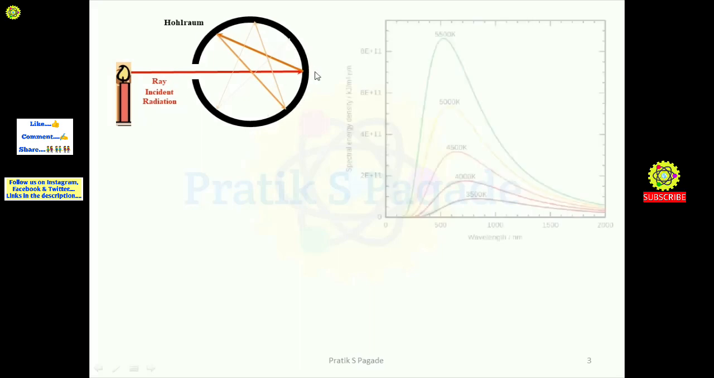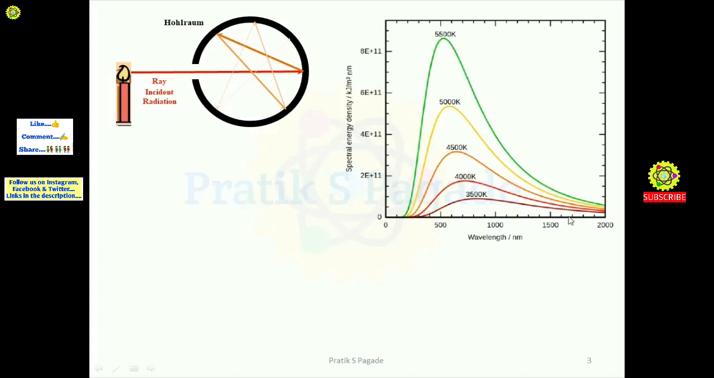Further, now see here, this is a graph which has wavelength on the x-axis and spectral energy on the y-axis, as you can see here.